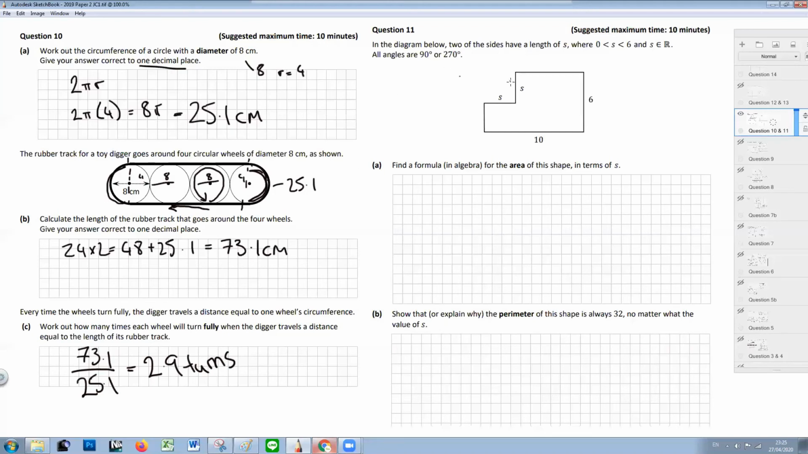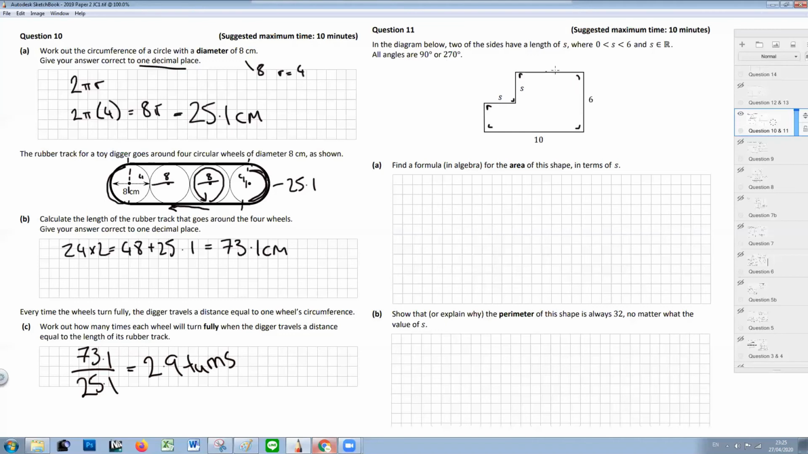So the next thing, in the diagram below, 2 of the sides have a length of s. So that's fine. Where s is greater than 0 and less than 6. So all angles are 90 degrees or 270. So we know that's 90, that's 90, that's 90, and these are all 90. So that's fine.